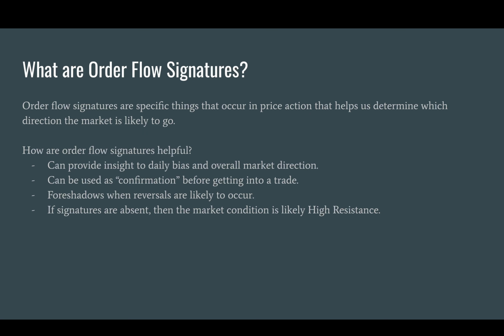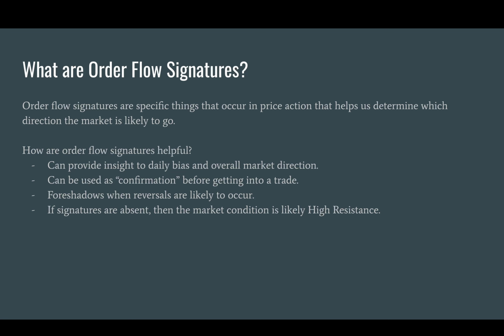Now, what are order flow signatures? Order flow signatures are very specific things that occur in price action that help us determine which direction the market is likely to go. Now how is this helpful? For one, order flow signatures can provide insight into daily bias and overall market direction.